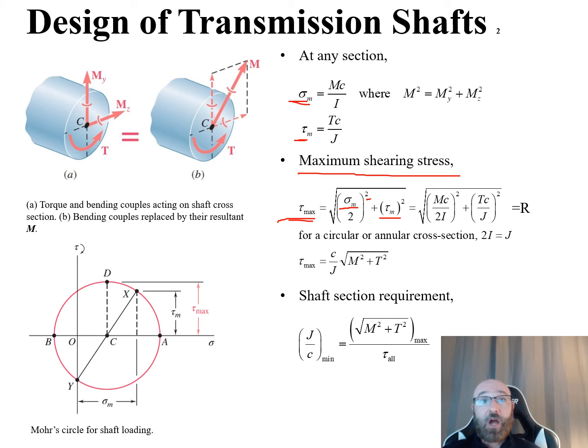So if we plug in for our sigma m right here, where we have our Mc over I divided by 2, we now have this relationship here. We have Mc over 2I squared, plus now if we plug in for our tau sub m right here, for our shear stress, this is equal to Tc over J.